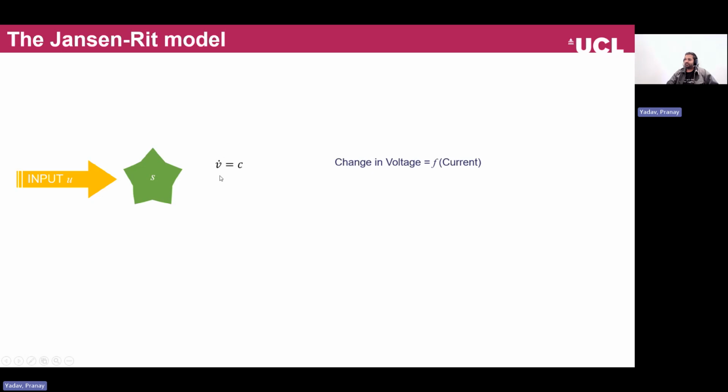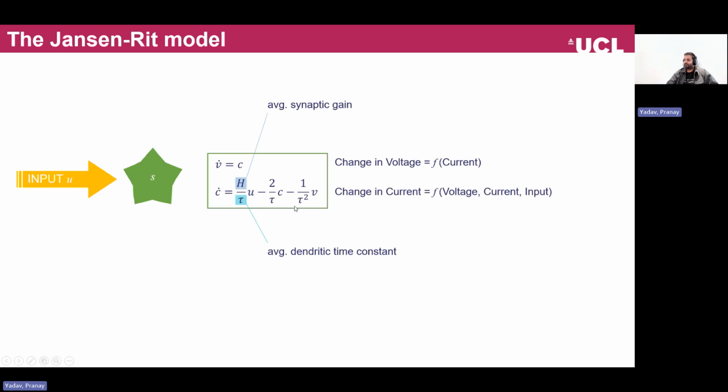Now, the change in the voltage of this population is given as a function of current, and the change in the current is a function of input, current, and voltage. Well, a linear combination of these. And H and tau are just scalar constants, and they are parameters, essentially, that we are usually interested in. H is the average synaptic gain, and tau is a dendritic time constant. I'll come back to this in a bit.